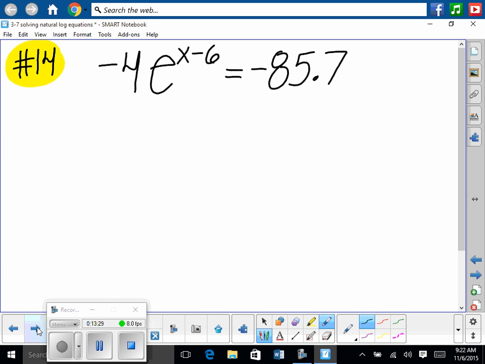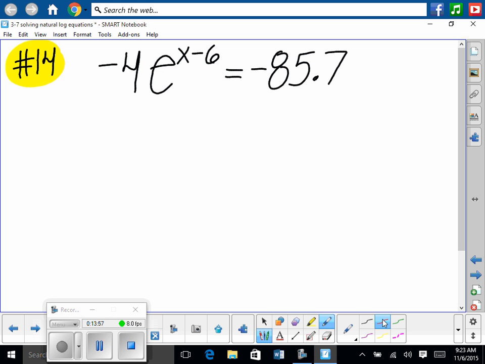Here we go. So we have negative 4 e to the x minus 6 is equal to negative 85.7. So the first thing is if you were to see this on an ACT or end of level, they're just going to say solve. You're going to have to look at this and say, oh, that's just an exponential function. I know how to solve exponential functions. We first isolate the base. So let's isolate the base. What is the base? The base is e, so let's get it all by itself.